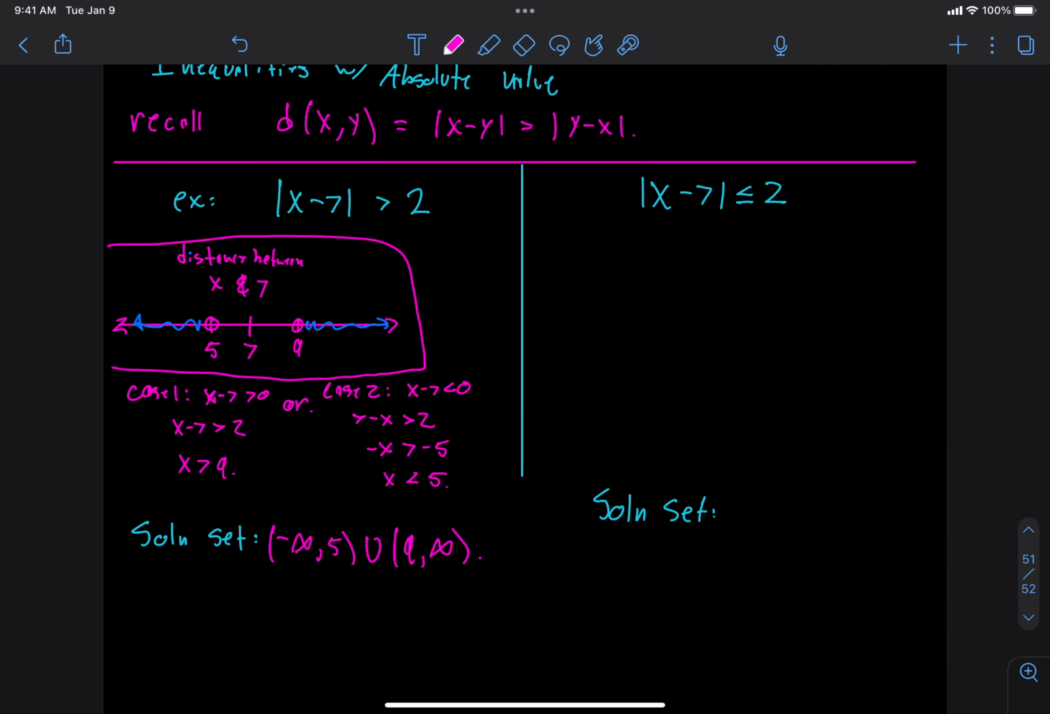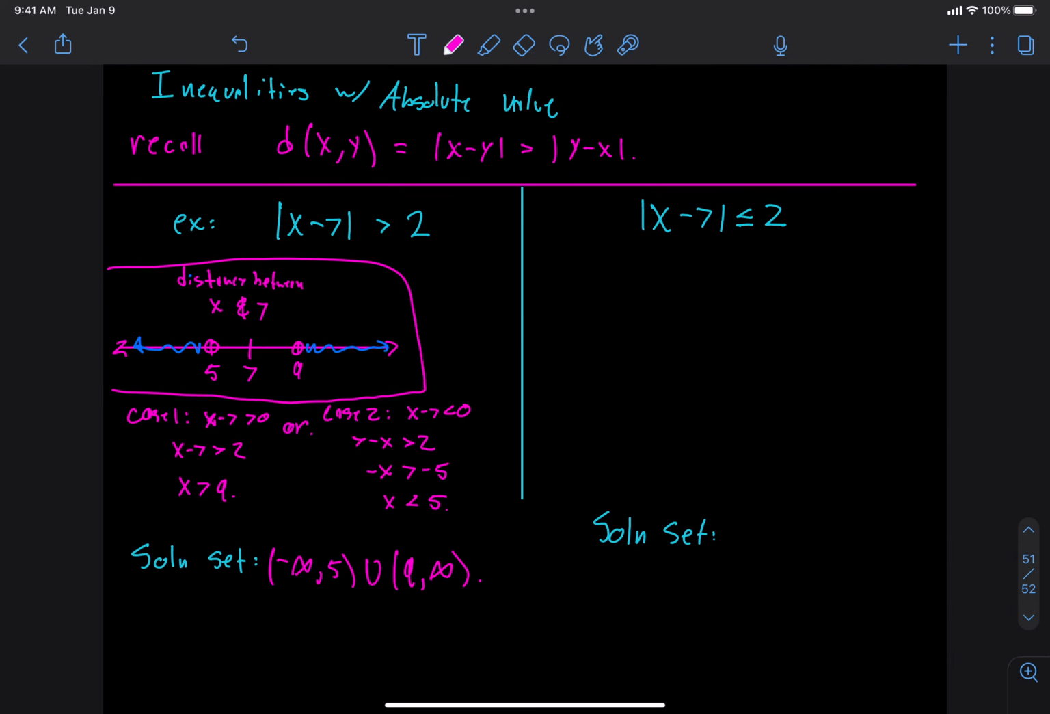Okay, so this is how we deal with inequalities with absolute value. We need to ask ourselves, is the number inside positive or negative? Because depending on whether it's positive or negative, we're going to get two different results. Okay, so that's how we do this one.